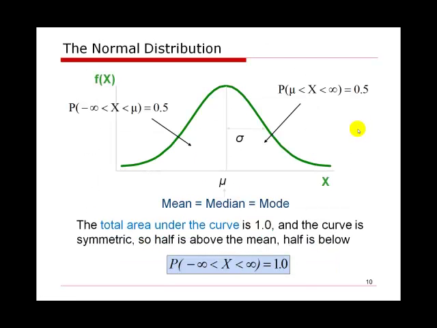The normal distribution, as we mentioned, is theoretically defined from negative infinity to positive infinity. So the total area under the curve has a probability of 1. Because the curve itself is symmetric, half of the curve is below the mean and half of the curve is above the mean. So the probability that a given value is smaller than the mean is 50%. And the same, the probability that a given value is greater than the mean is 50% as well. This is the property that comes from the symmetry.